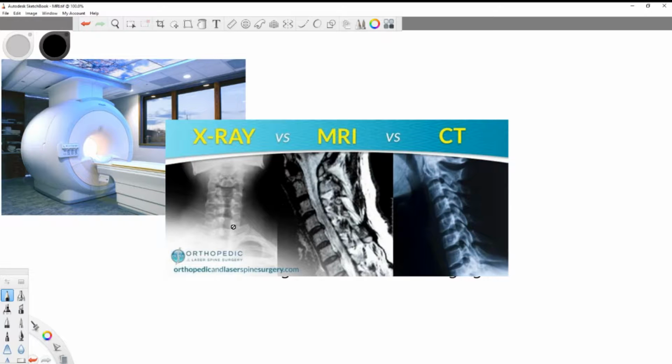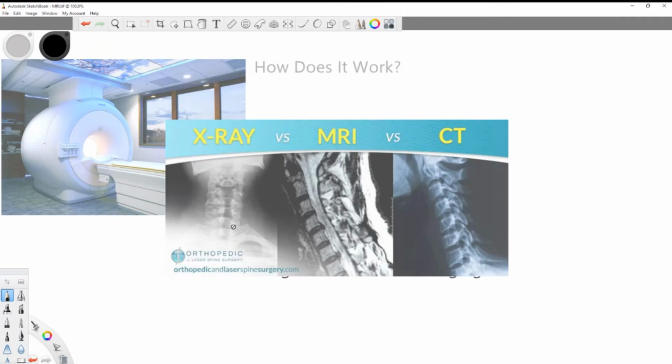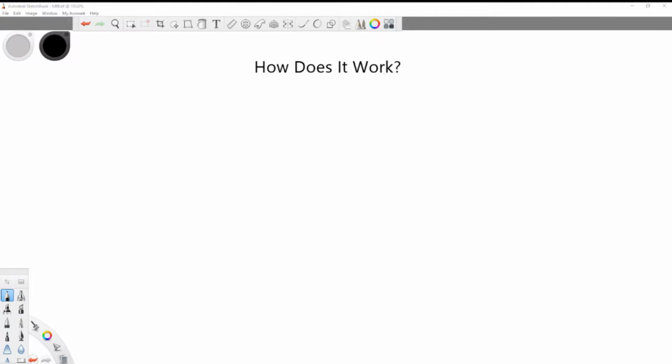The MRI machine is essentially a giant circular magnet with a rolling bed in the middle, and it uses radio waves and a computer to produce highly detailed pictures. So how does an MRI machine actually work?